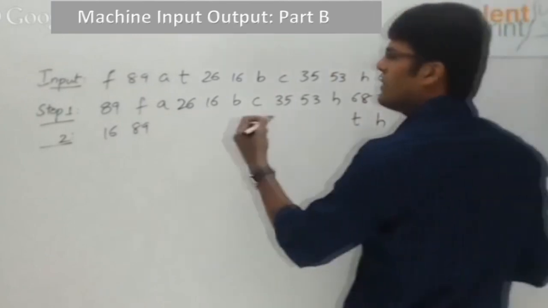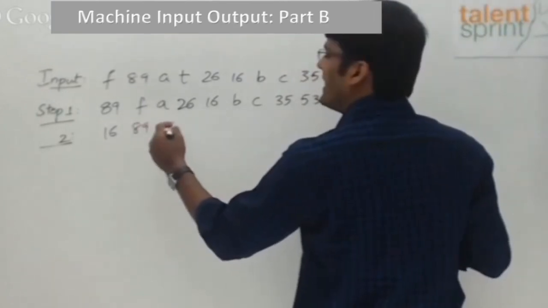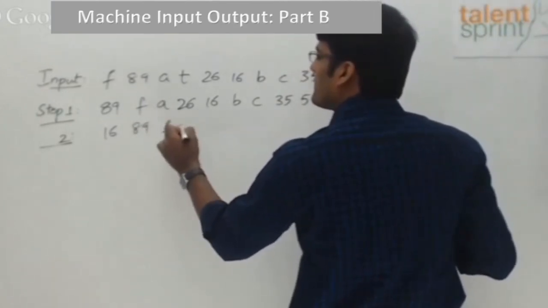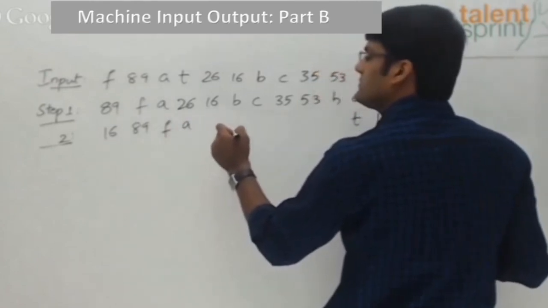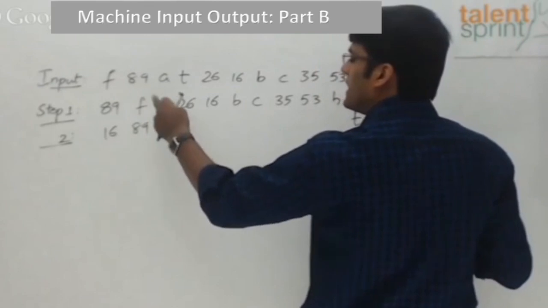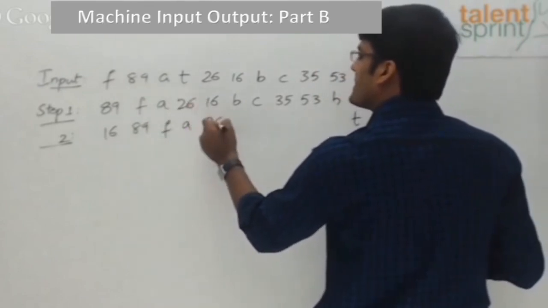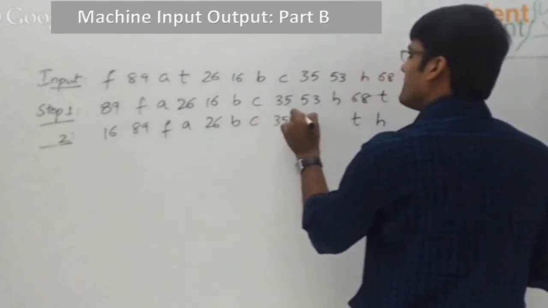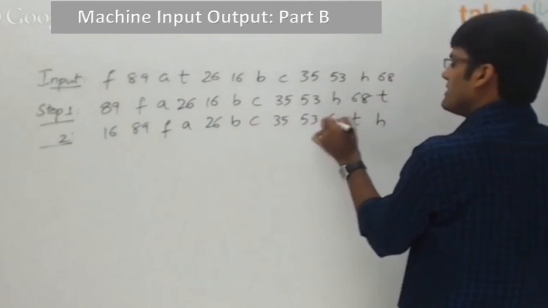H. Then copy the remaining things. So 16 and H have gone, right? So 89, F, A, 26, B, C, 35, 53, H is gone, 68.